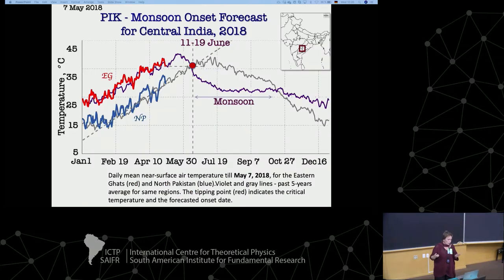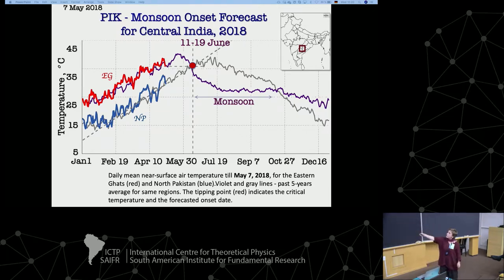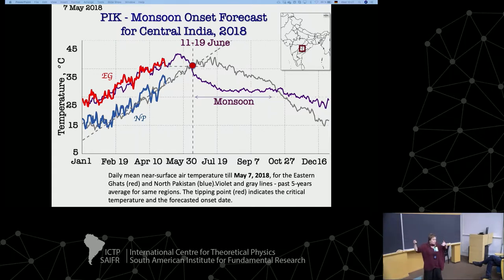But now let us look inside of these two regions. Now I'll show you a real forecast for 2018, which I made on the 7th of May. So this is temperature in Eastern Ghats, familiar to you from previous slides, until 7th of May 2018. This is in North Pakistan. North Pakistan is more north, which is why temperature is lower. In North Pakistan, actually no monsoon, and this is why temperature goes to a maximum, then goes back. But in Eastern Ghats, there is a monsoon, temperature grows, then saturates, then goes down and holds one value during the monsoon season.